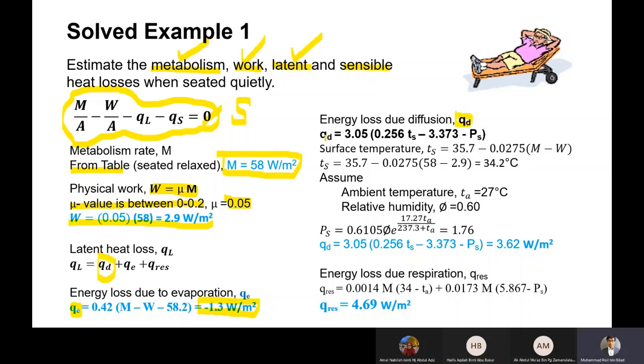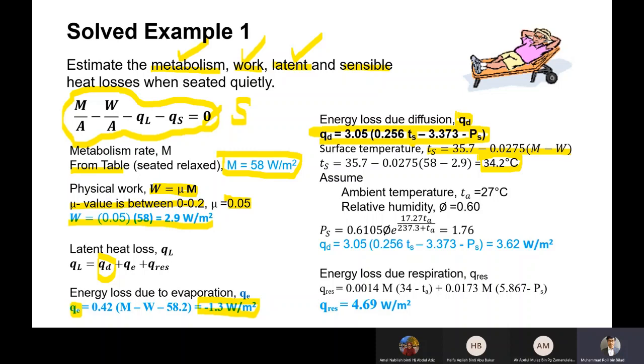Okay, we look back into the equation given in the previous slide. We get this equation. In this equation, all are constant except Ts and Ps. So we need to find Ts. Ts is the temperature of the skin, given by this equation. And we find out the temperature of the skin is about 34.2 degrees Celsius.